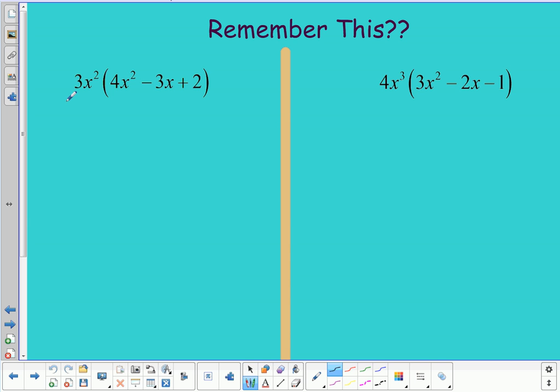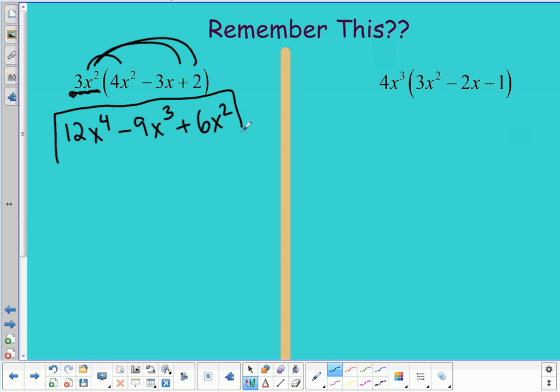So if I'm multiplying a monomial by a polynomial, which is what we did in Unit 3, I distribute this all the way across and I multiply. 3 times 3 gives me 12. X squared times x squared gives me x to the fourth. Then 3 times negative 3 gives me negative 9, and x squared times x gives me x to the third. 3 times 2 gives me 6, and then I have x squared with no more x's. So what happened here is I took this factor of 3x squared and I applied it to everything in the polynomial behind it, and this was the product that I got out.